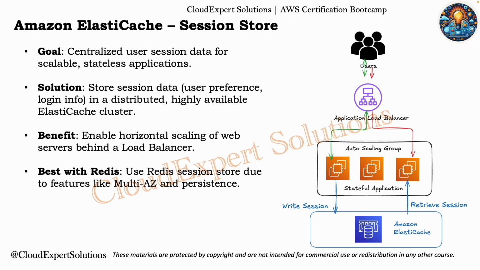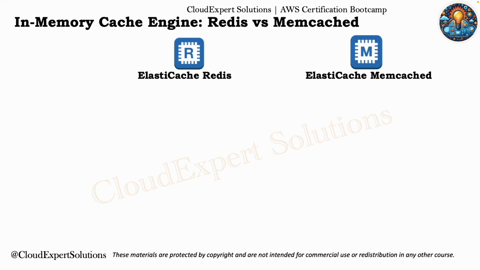This is a great use case for Redis, especially with the multi-AZ and persistence feature available for Redis. So how do you choose between Redis and Memcached? It depends on your application's need. Let's compare the key differences side by side.